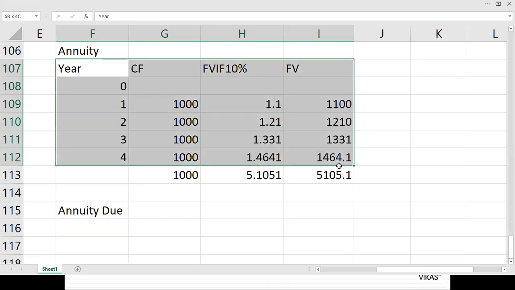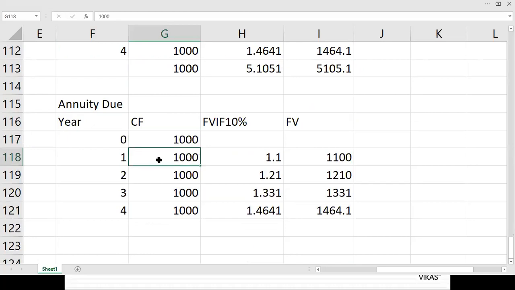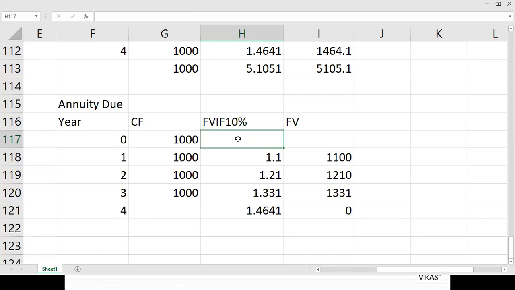Annuity due means here all are the same, but we have to make this cash flow here at the beginning of year one. It means here 1000. This is beginning of year two, beginning of year three, beginning of year four. So therefore, there is no cash flow here. Then you will receive interest for how many years for this value? 4 years.